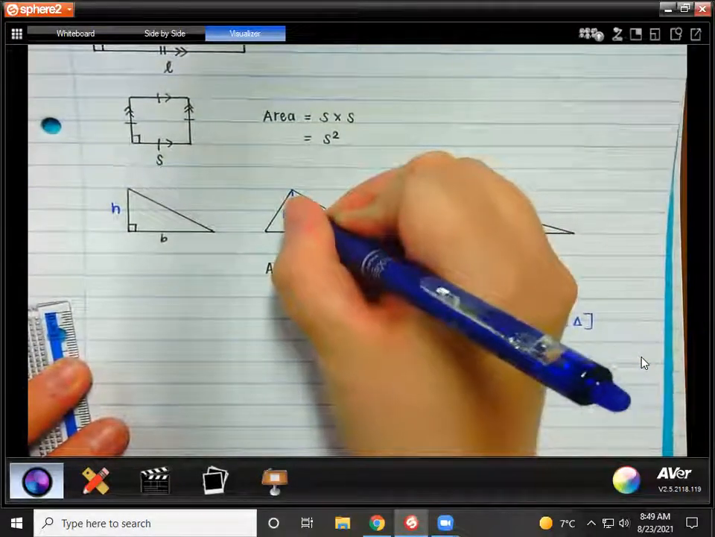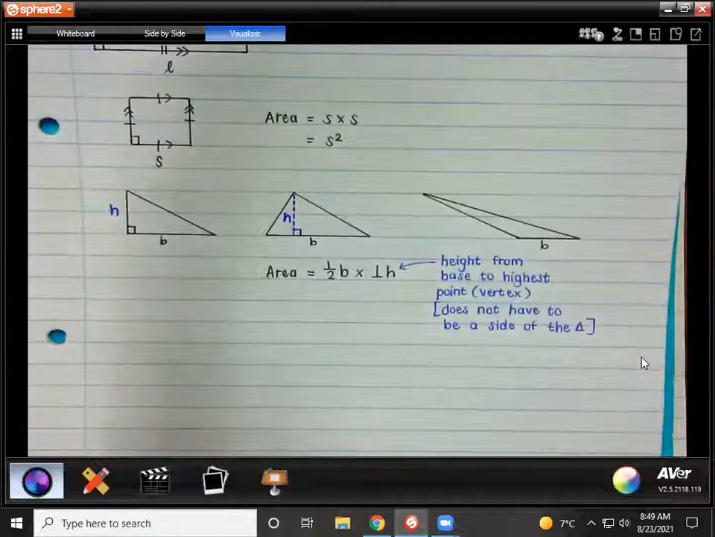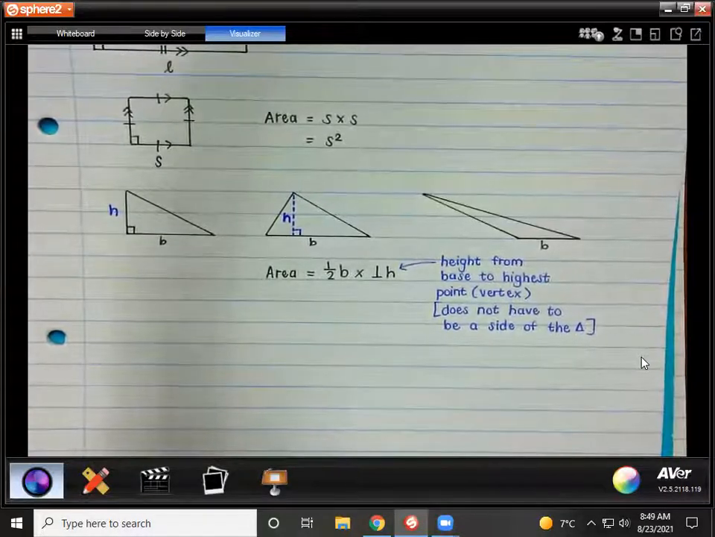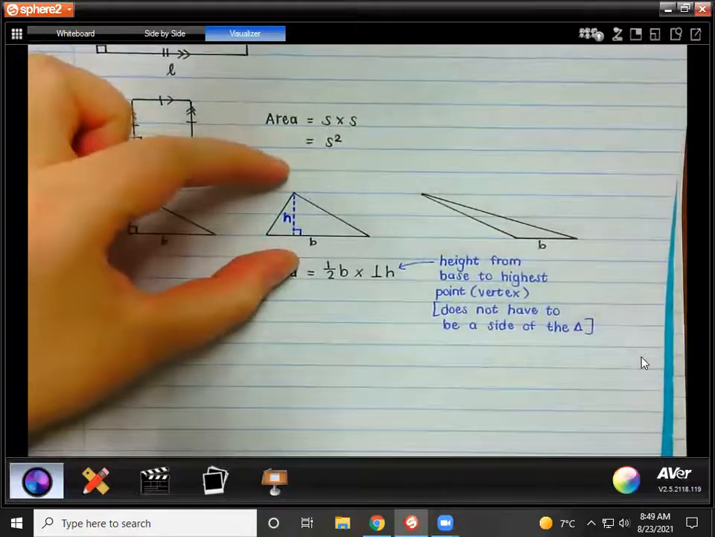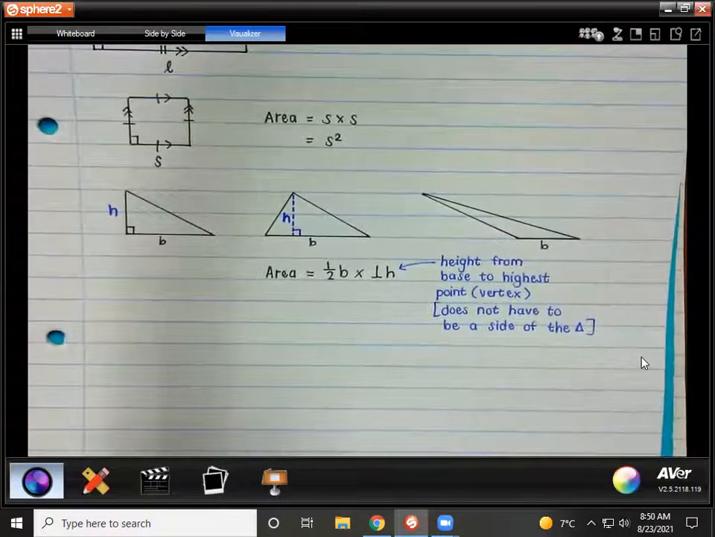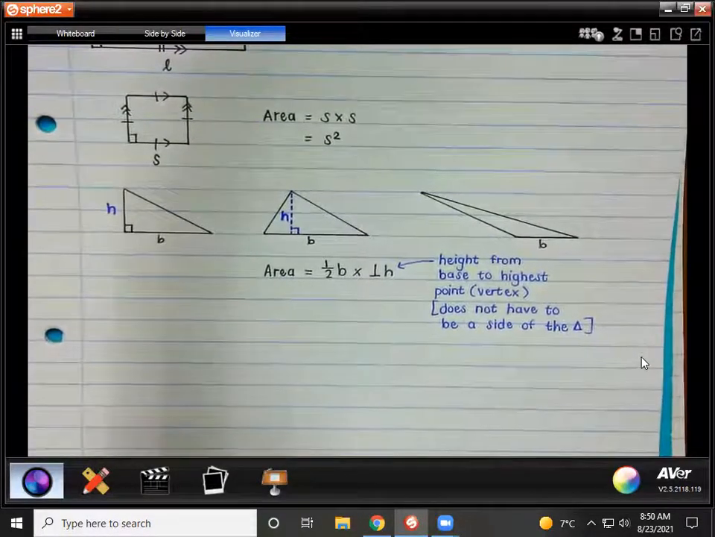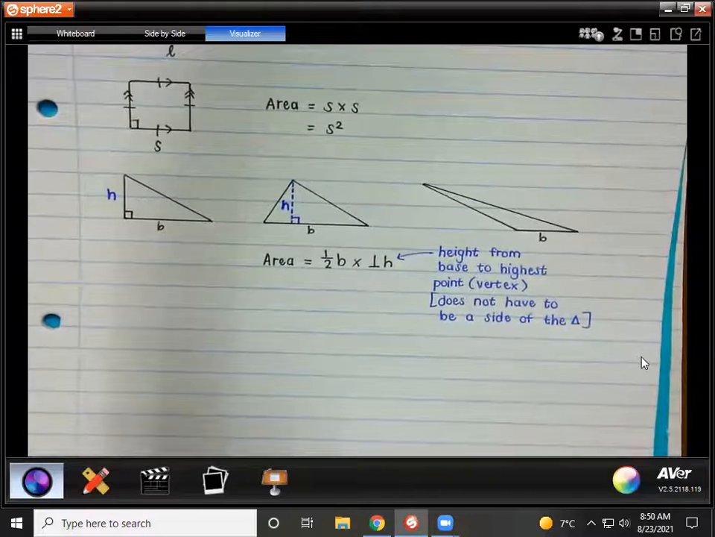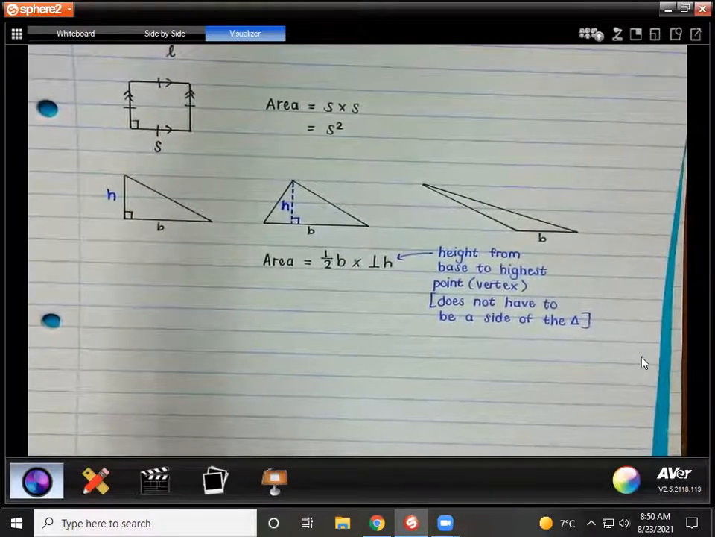That is the perpendicular height. It's from the base of the triangle to the highest point. So literally, if we were to measure that dotted line, that would be the actual height of the triangle. I hope that makes sense. All right, so the height is not necessarily a side. It's literally how high, how tall this triangle is from the bottom to the highest point.